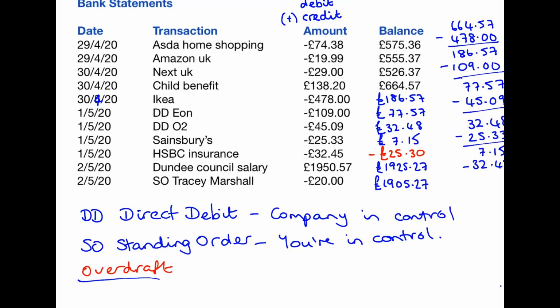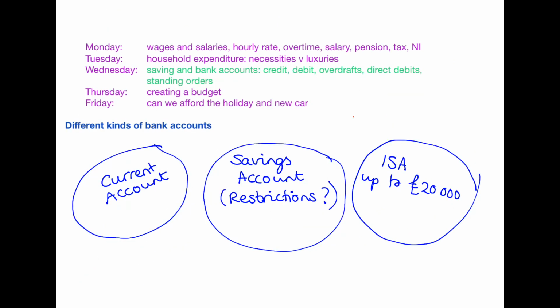I'm just going to double check the list on the first page. So we've looked at credit, that's money going in. Debit, that's money going out. Overdrafts are where you spend more than you've got. Direct debits are money going out of your account regularly that a company controls. And standing orders are money going out of your account regularly that you control. So that's everything that we needed to look at for today.